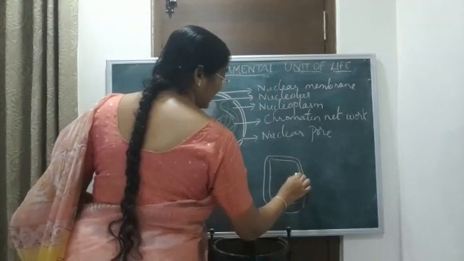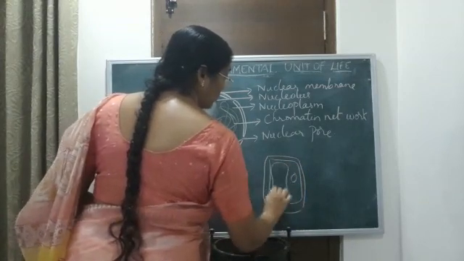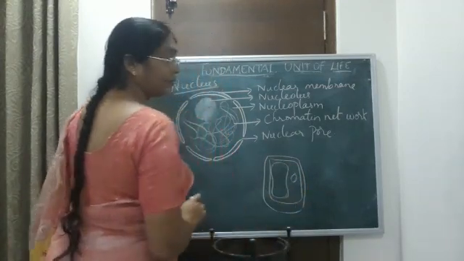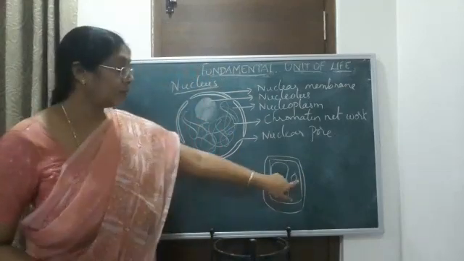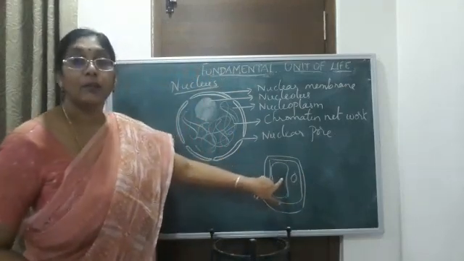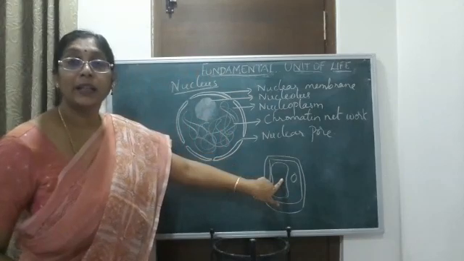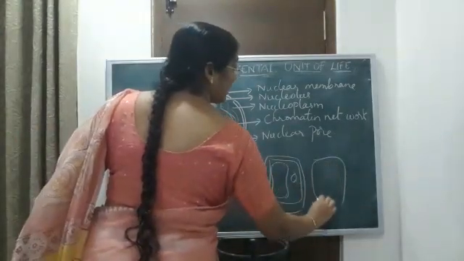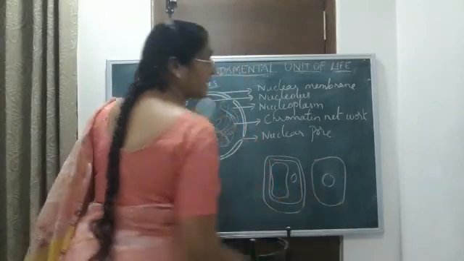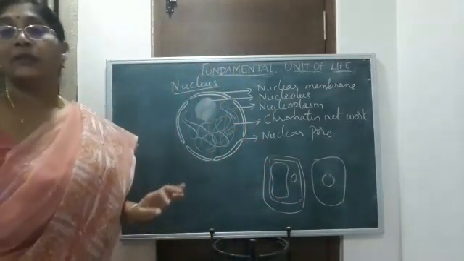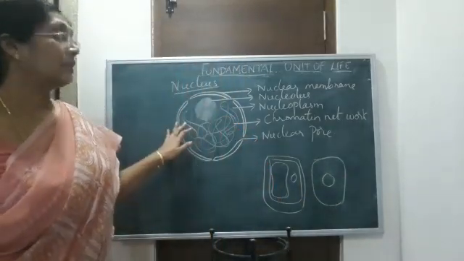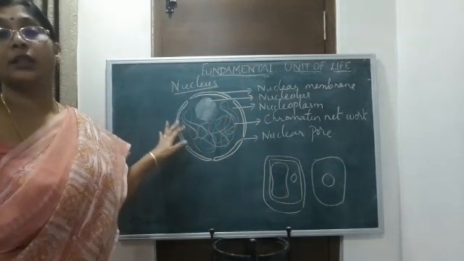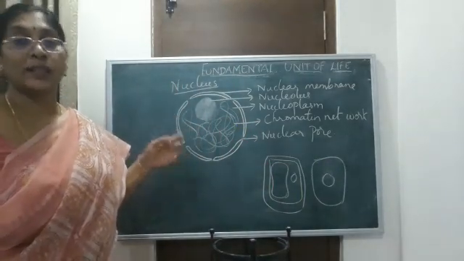the nucleus is present at the periphery because most of the space is occupied by a vacuole. In case of an animal cell, if this is an animal cell, the nucleus is present at the center. Except for the difference in the position of nucleus, there is no difference in the structure of nucleus between plant and animal cell. It's almost same.